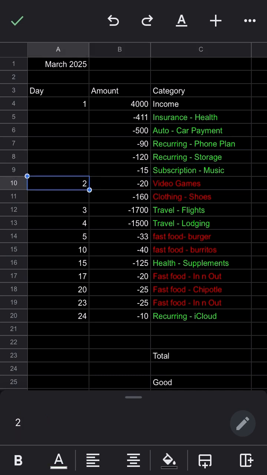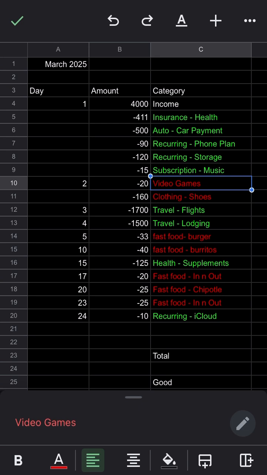On the second day of the month, I spent $20 on video games and $160 on shoes. Both of those I put as red because I really didn't need to buy this video game and I really didn't need to buy these shoes. I have shoes, but I like those shoes, so I bought them, but I didn't need them. So I could have probably not bought those shoes, and I could have probably not bought these video games.